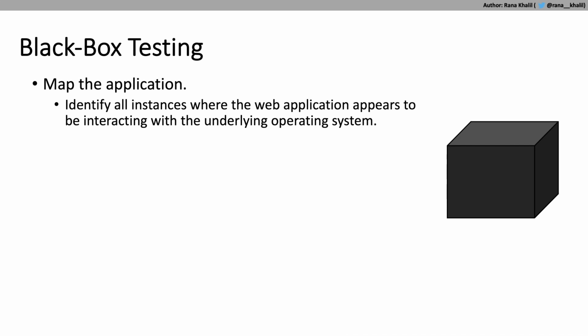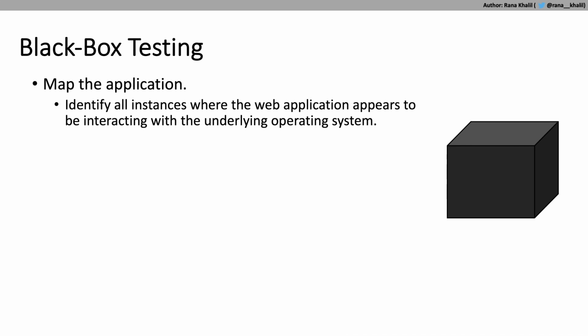Okay, so when we're looking specifically for command injection vulnerabilities, what I will do is identify all instances in the web application where the web application appears to be interacting with the underlying operating system. And now this task in some cases is really simple, like the example that we saw, where it's clearly running a ping command and the response of the command is being outputted to you in the application. And so you know for sure that it's interacting with the operating system.